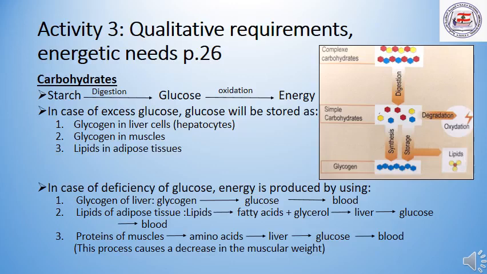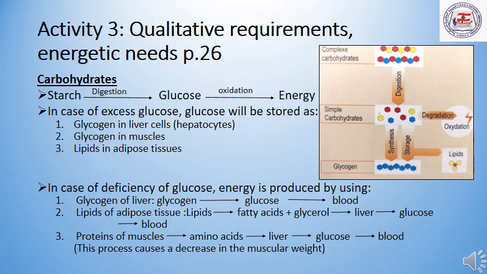The second way is to obtain glucose from lipids of adipose tissues. Lipids in these tissues are going to decompose into fatty acids and glycerol, which go to the liver, and in the liver, a process of transformation from fatty acids and glycerol produces glucose molecules, which are also released into the blood.